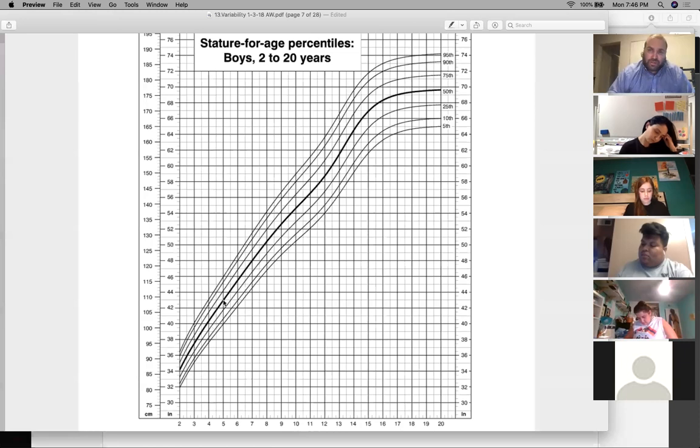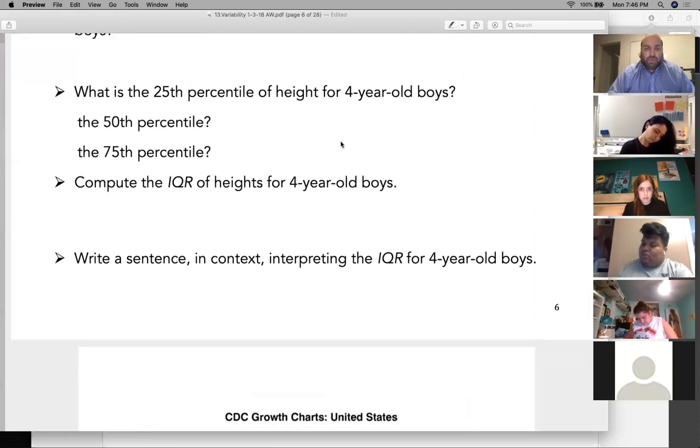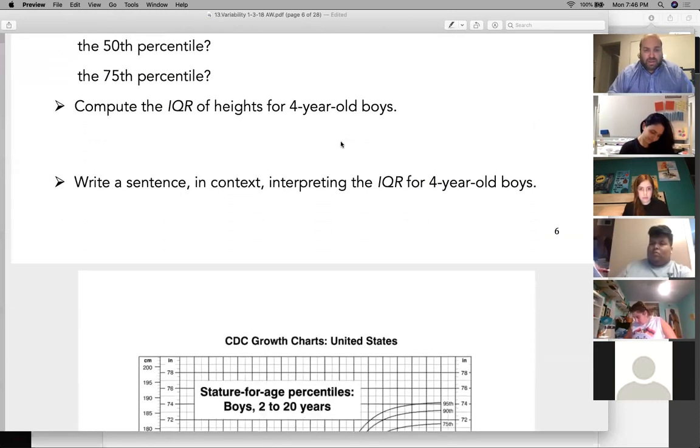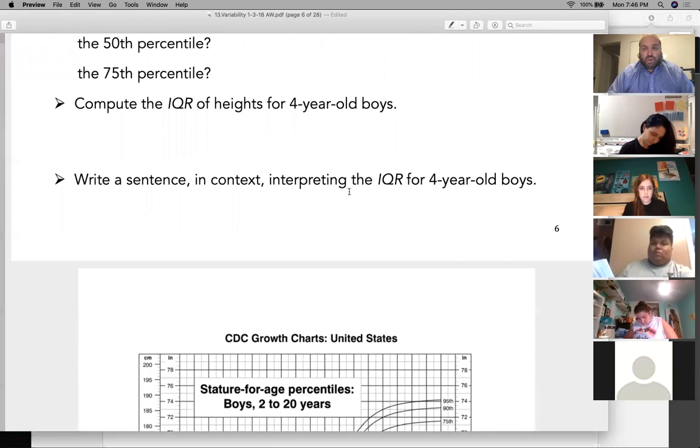2.2. Okay, I believe you. 2.2. I didn't do the math. 2.2. Okay, so write a sentence in context interpreting the IQR for 4-year-old boys.